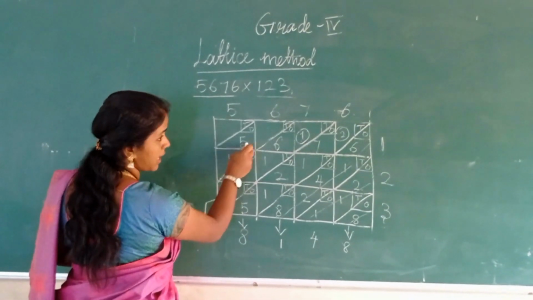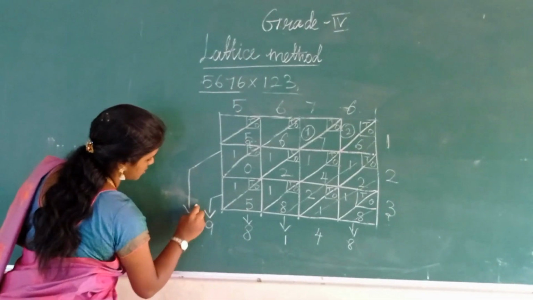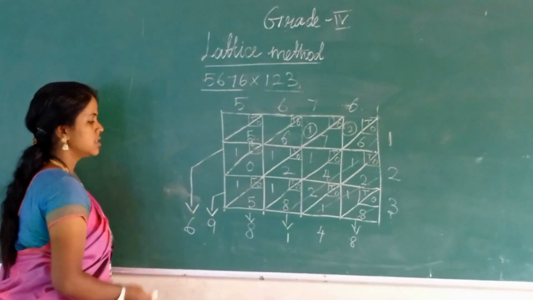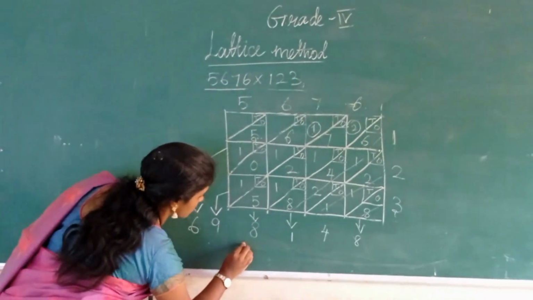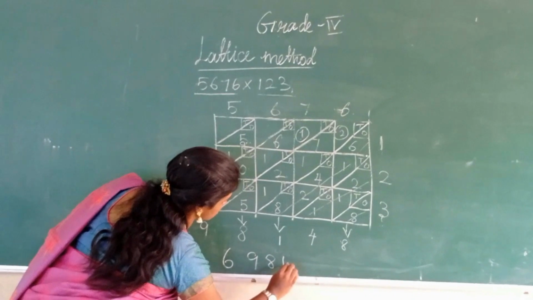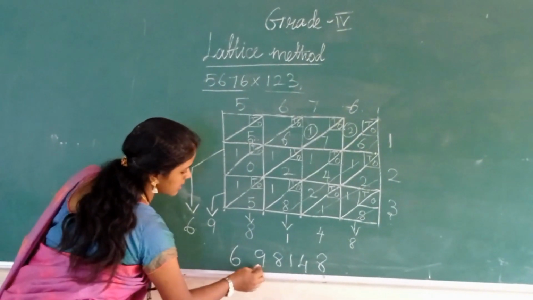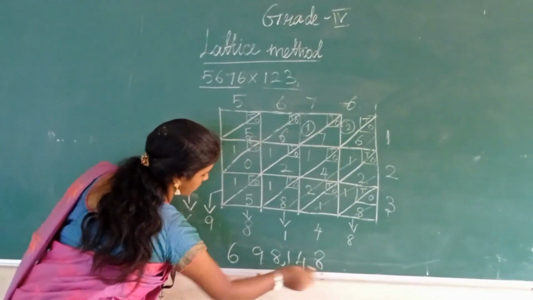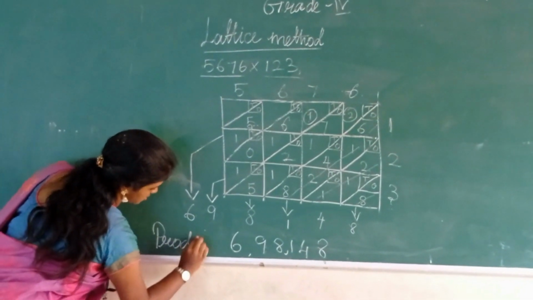After that, I have to add this: 5 plus 1, 6. So here your product of the problem is 6,98,148.